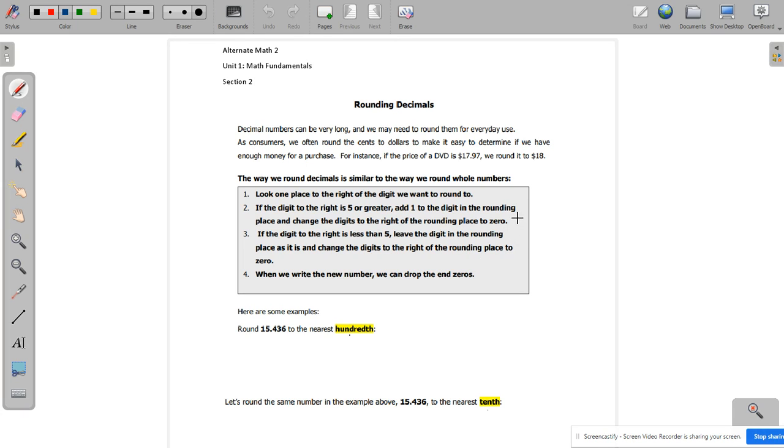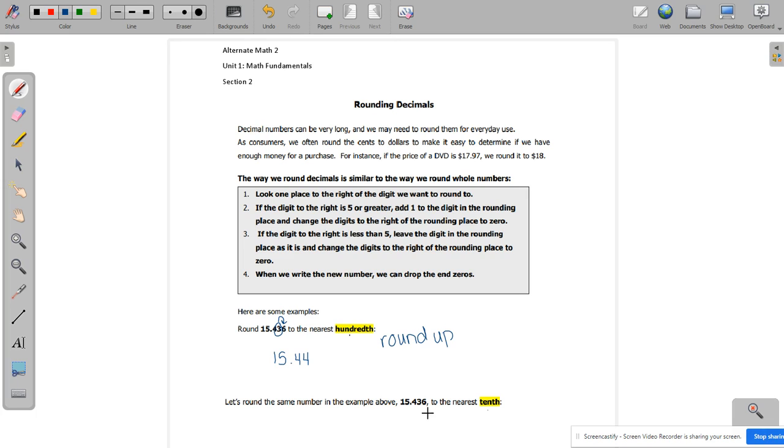So let's look at some examples. We're rounding 15.436 to the nearest hundredth. So where's the hundredths place? Tenths, hundredths. So 3 is in it. We look at the number to the right of it. 6. Is 6 larger than 5? Yes, so we are going to round up. So instead of a 3, it becomes a 4. So we have 15.44. And then it'd be zeros, but we do not need to put all those zeros at the end.